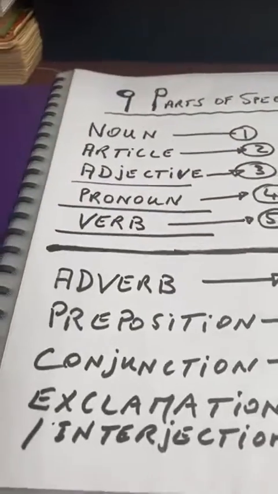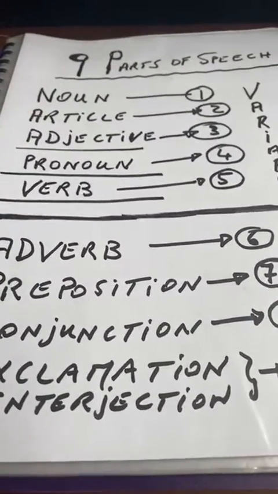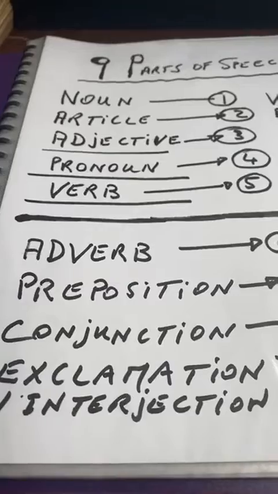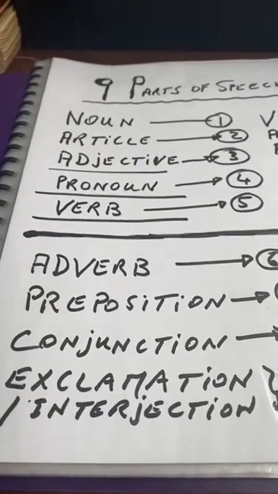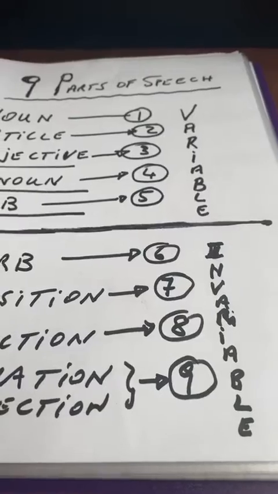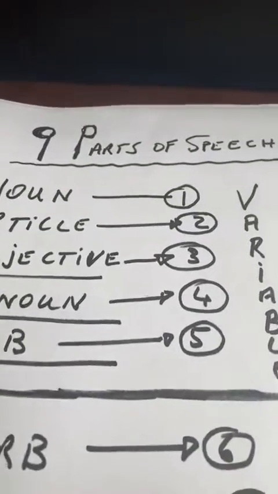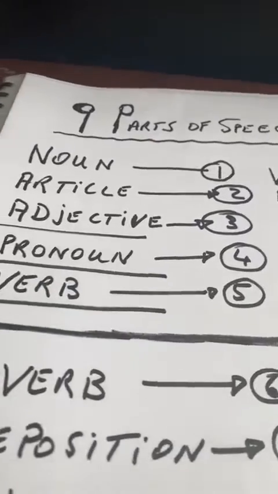the 9 parts of speech are here. They are noun, article, adjective, pronoun, verb, adverb, prepositions, conjunctions, and exclamation or interjections. Now, the last 4 are invariable parts, and the first 5 are variable parts of speech.